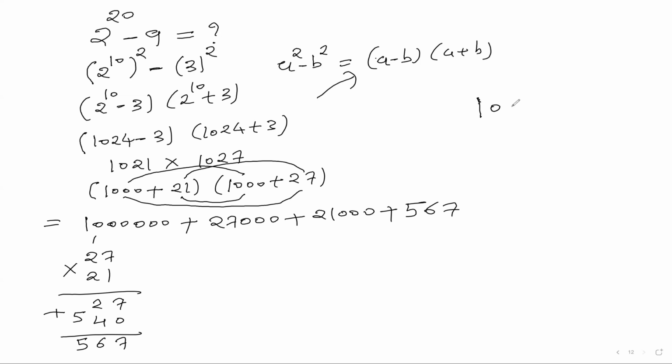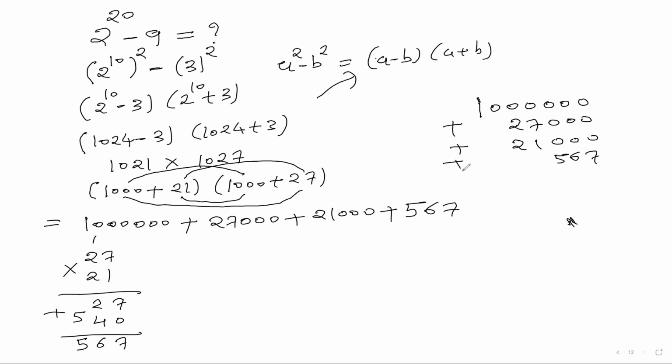Now if you want to add everything up properly, I'll write it down here: 1 million, so 1 2 3 4 5 6, then 27,000, so 2 7 0 0 0. I'll try to match up my zeros so it's easy to add. Then 21,000, which will be 2 1 0 0 0, and then 5 6 7.